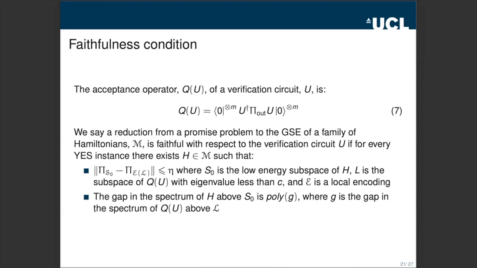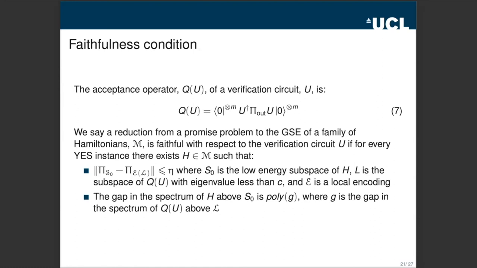The intuition for why the second condition is useful comes from the fact that we need to push the junk states, which aren't grounded to the history of our history states, up to high energies. And if the gap in the spectrum of our QMA Hamiltonian above the low energy subspace is too small, then the operator norm of the Hamiltonian blows up very quickly. Okay, so that's a more detailed explanation of what we mean by faithful reduction.